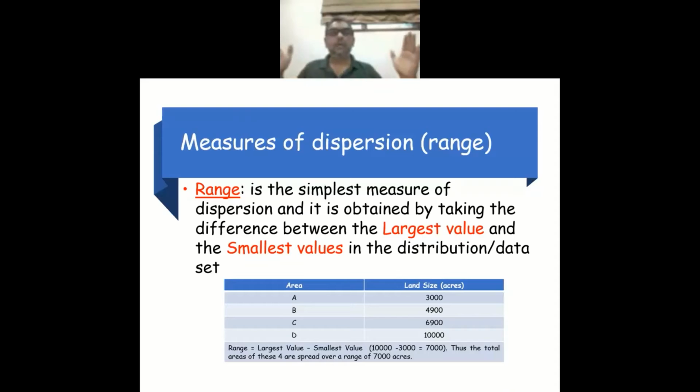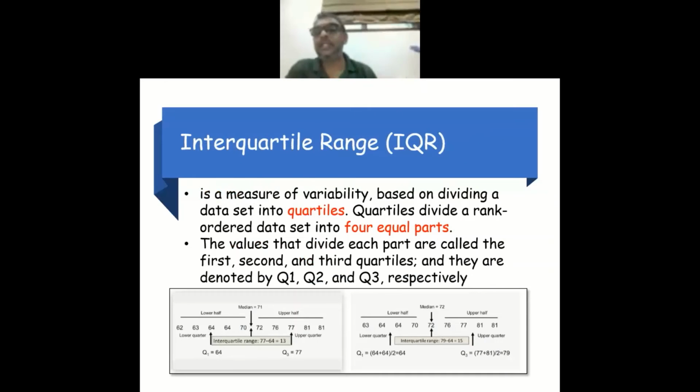The simplest measure of dispersion, obtained by taking the difference between the largest value and the smallest value. Okay, so let's say you want to study the exam marks for students. So you get the highest and you get the lowest and you minus, so that is your range. Interquartile daripada median, how many people are, what is the dispersion kat situ.